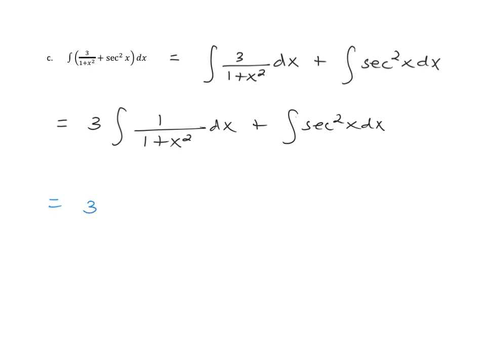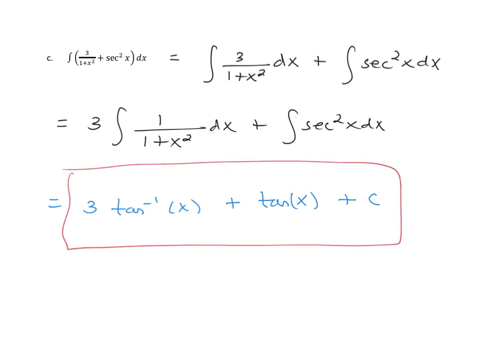The integral of 1 over 1 plus x squared is what we call arctangent, which I'll write as tangent inverse. The integral of secant squared is tangent of x, so not tangent inverse, but just tangent. And I'll add on my constant of integration, and I have my answer.